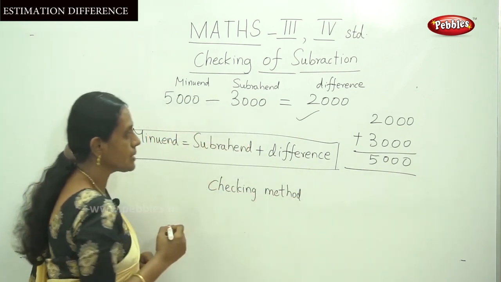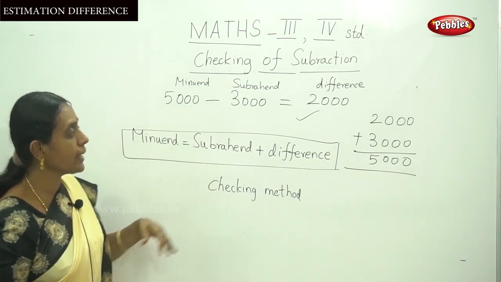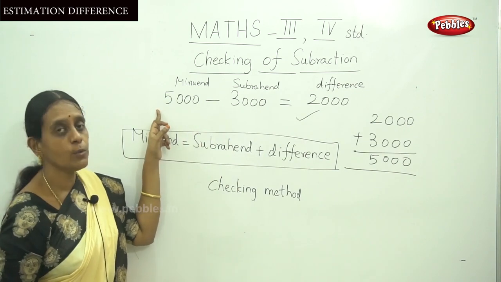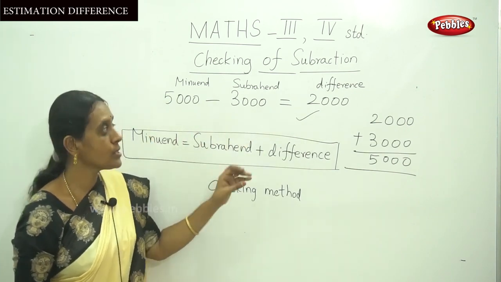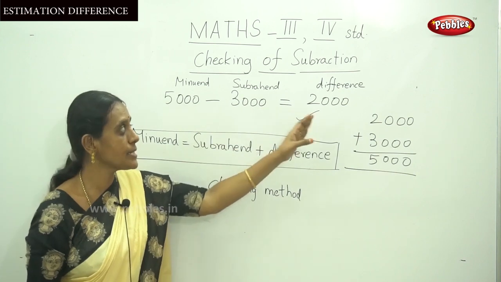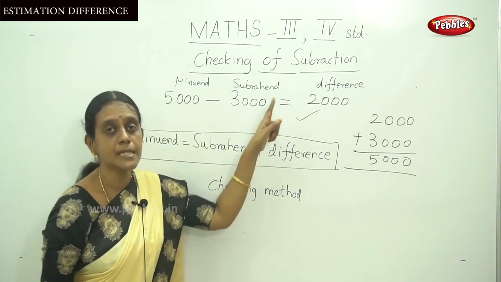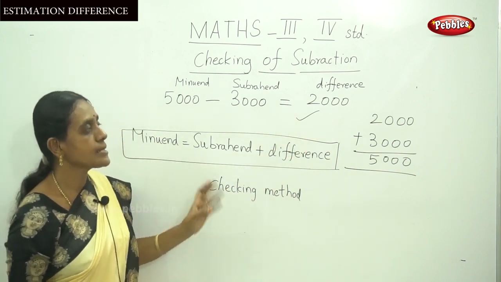To prove whether your subtraction sum is right or wrong, simply add the difference with the subtrahend. If you get the minuend, your calculation is correct. If you can't get the minuend when you add the difference and subtrahend, then you made a mistake in the calculation. That is a simple way of checking subtraction.